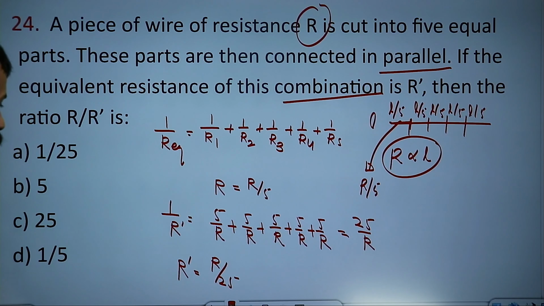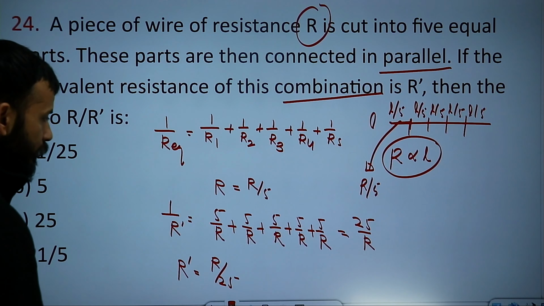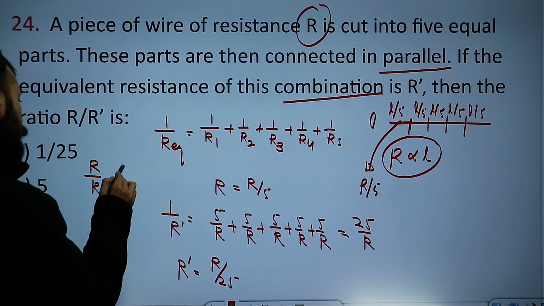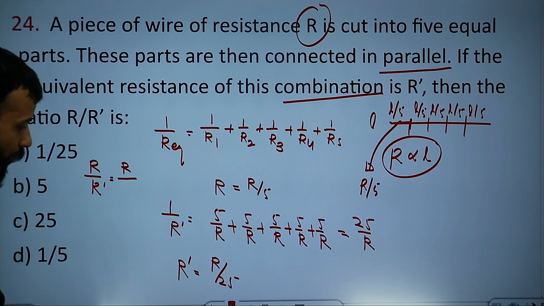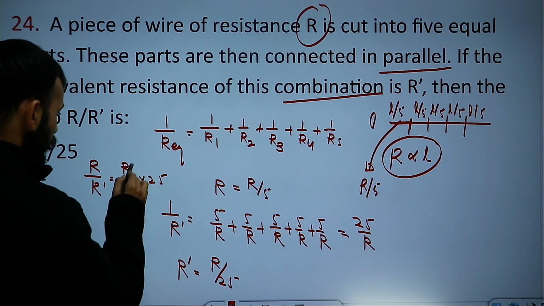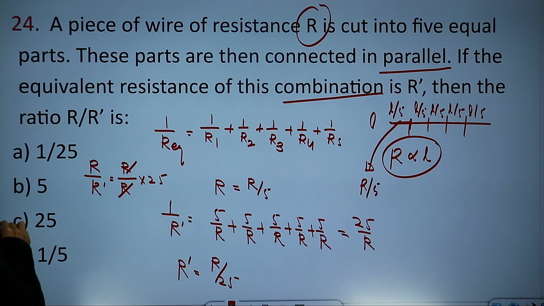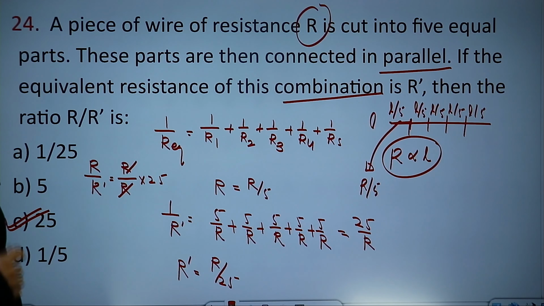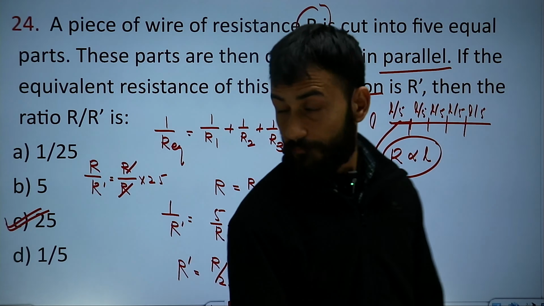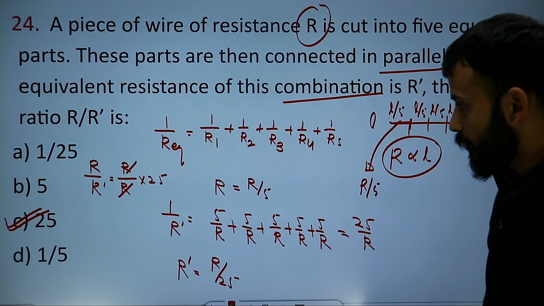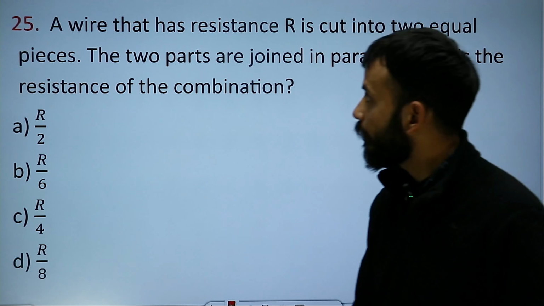So we have to find the ratio of R and R dash. R upon R dash is equal to R divided by R by 25. So R and R will be cancelled out, and our result will be 25. This is the combination in which we added all the pieces in parallel, so our answer comes out as 25.